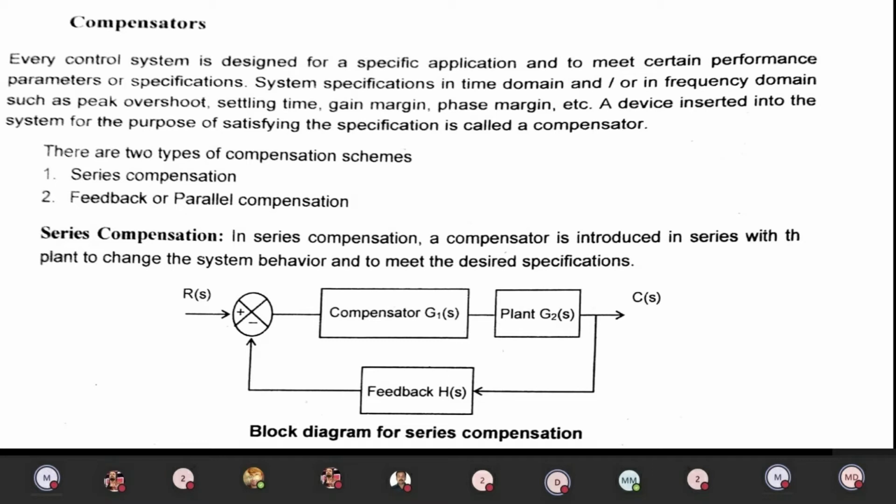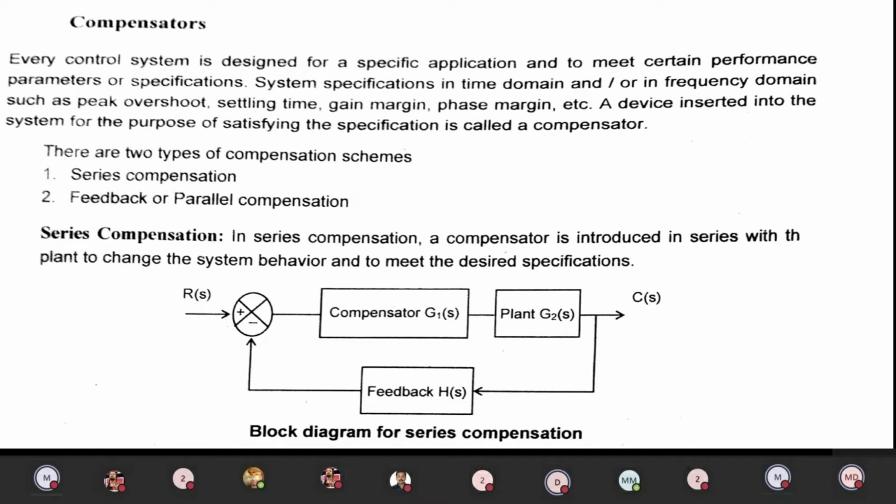So first of all, we should understand what is meant by a compensator. It is a device which has been inserted into the system for the purpose of satisfying the desired specification. It is called a compensator. For example, the various frequency and time domain specifications are peak overshoot, settling time, gain margin, phase margin. So these are the various kinds of performance parameters.